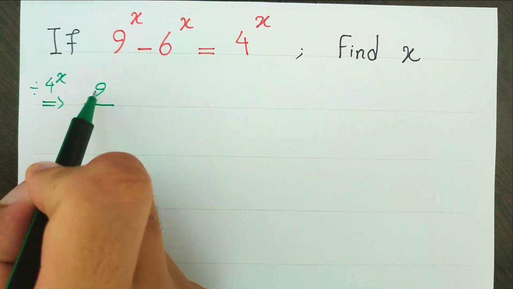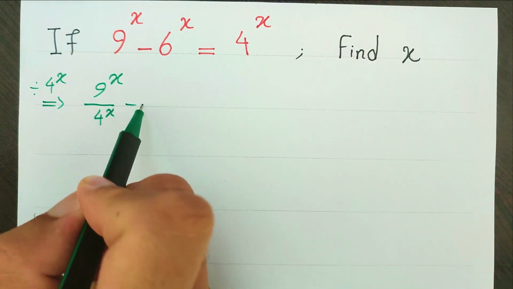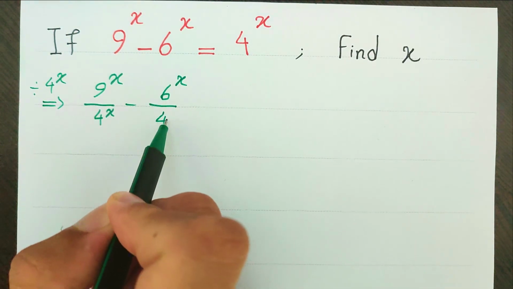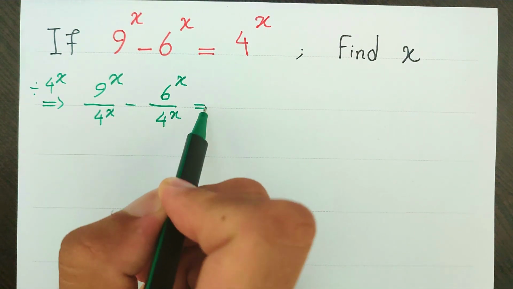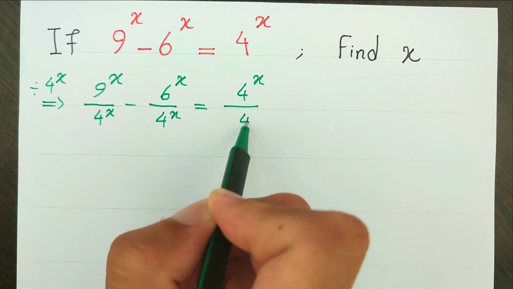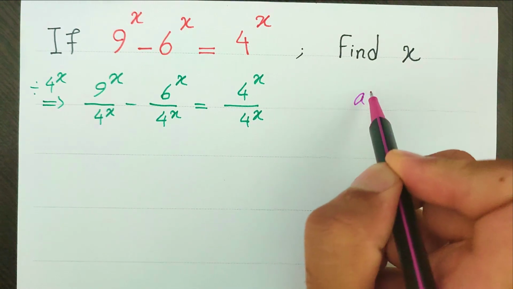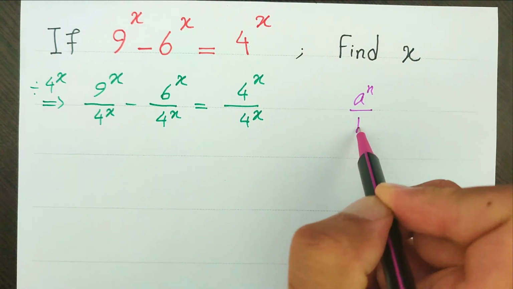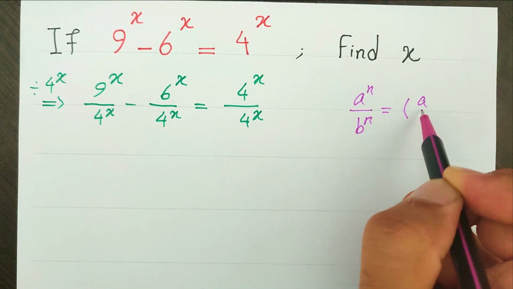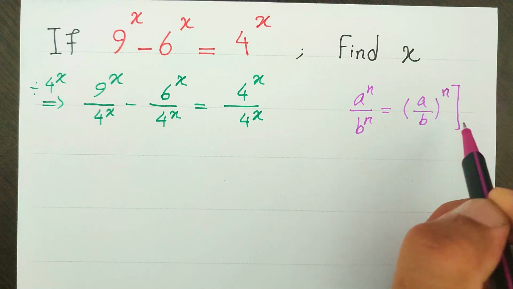So 9 to the power of x over 4 to the power of x minus 6 to the power of x over 4 to the power of x equals 4 to the power of x over 4 to the power of x. Now let's introduce an exponential identity. a to the power of n over b to the power of n equals a over b all to the power of n.